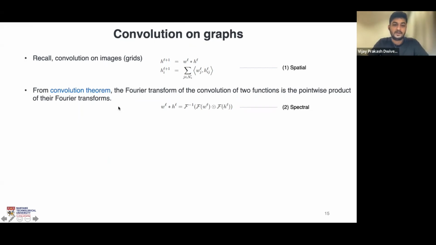In the spectral domain, we can also define the convolution, and it becomes an inverse Fourier transform of the pointwise product of the Fourier transform of the filter function and the input feature function. This is because, from the convolution theorem, the Fourier transform of the convolution of two functions is the pointwise product of the Fourier transforms. It is precisely because of this theorem that we come to this equation, which is the convolution in the spectral domain.